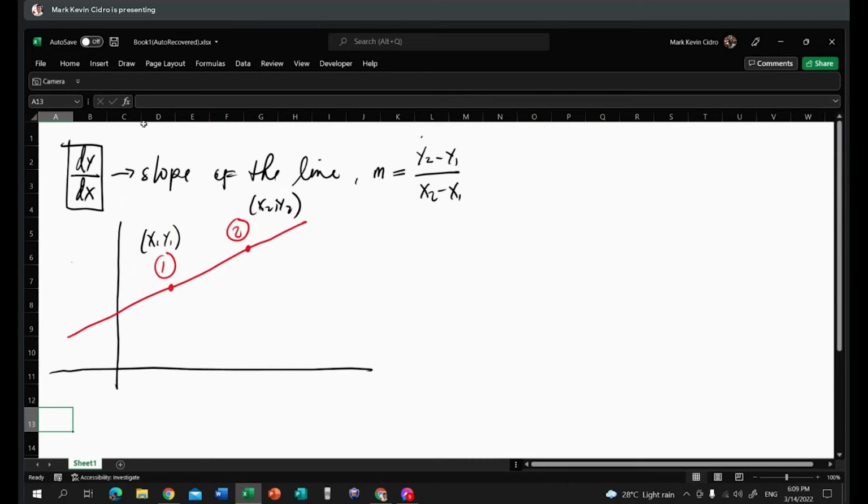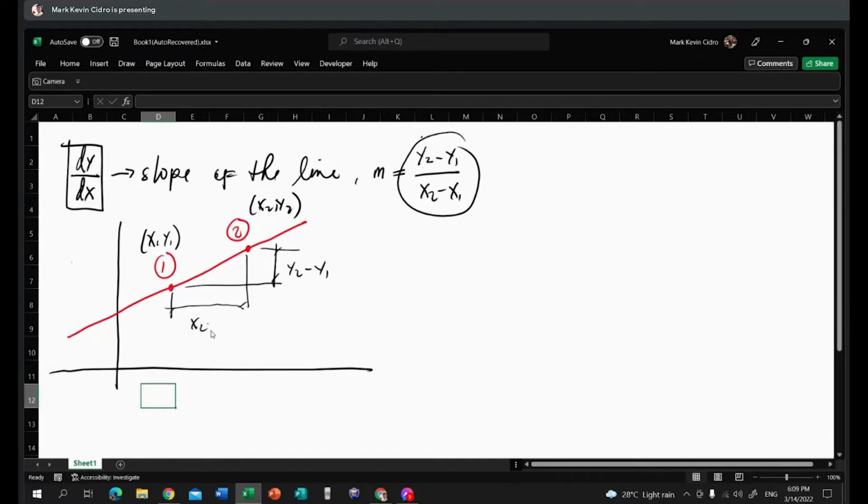Now, if you want to get the slope, the slope is just the ratio between y sub 2 minus y sub 1 over x sub 2 minus x sub 1. This distance is your y sub 2 minus y sub 1, and this distance is your x sub 2 minus x sub 1. So the slope is just the ratio of these two quantities. Now, for a linear line, you can just select any point and then you get the slope.